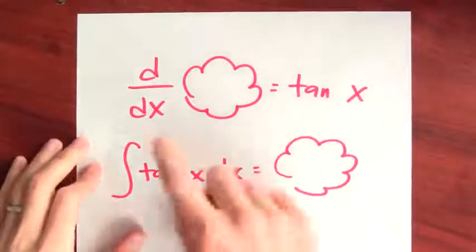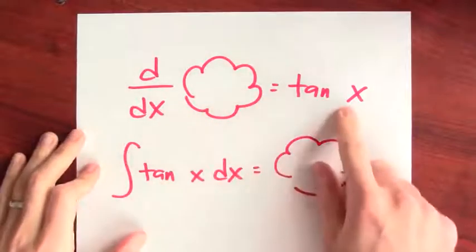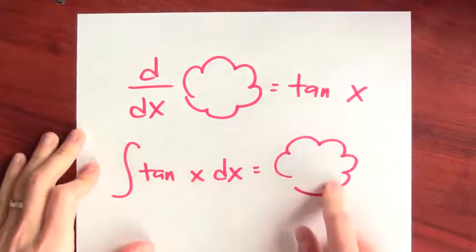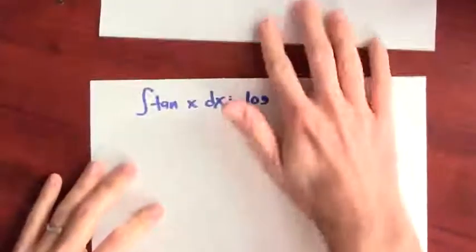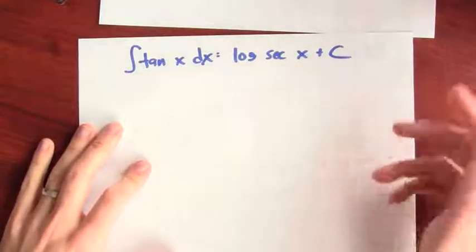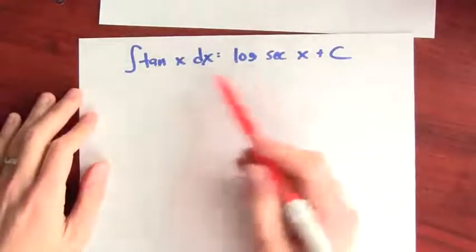Well, what about tangent? What would I differentiate to get tangent of x? I'm asking, what do I differentiate to get tangent? Or what's the antiderivative of tangent? Well, I'm claiming that the antiderivative of tangent is log secant x plus some constant. How do I know this?